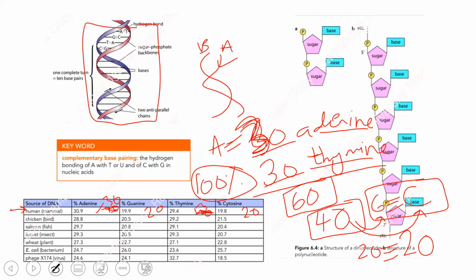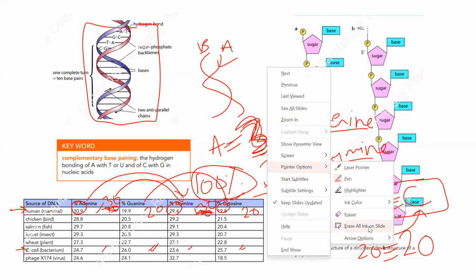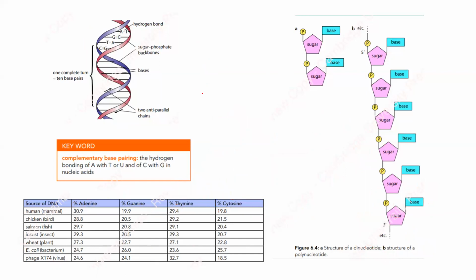So you can see in percentages, both of these are equal. It's 29.4, it's 30.9. Very little difference. Both are 30%. 19.9, 19.8. Very little difference. Again, let's look at E. coli, the bacteria. Even in bacteria, look at how closely related these two are, and these two, which shows that AT always pairs together and GC always pairs together. The whole purpose of this table is to show you that both of these will always pair together, never alone or with another one.